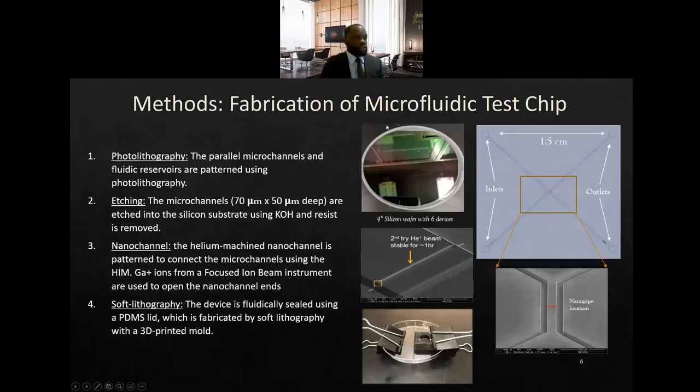fabricate what is known as a microfluidic test strips, which takes place in several steps, as you can see listed here. But the main takeaway is we basically etched this design into the silicon chip. So essentially what we have is a primary loop containing inlet reservoirs that is isolated from a secondary loop containing outlet reservoir. And the only connection between these two independent loops is this nano channel that we have machined using the helium ion microscope.